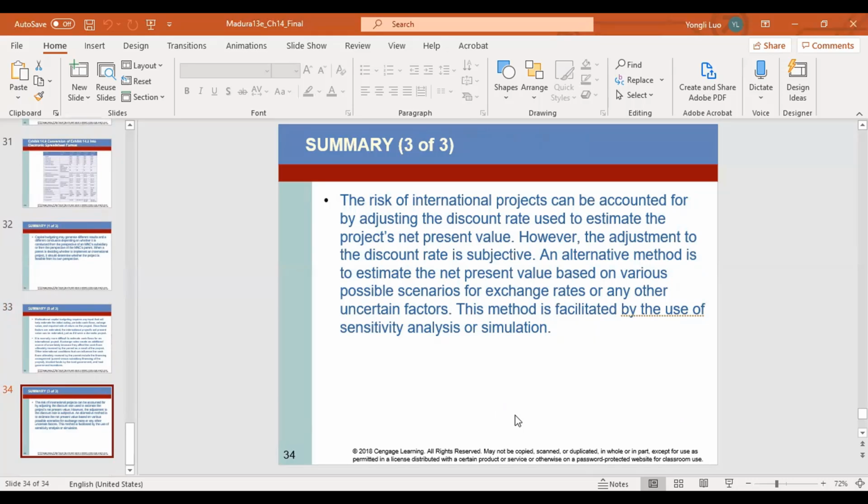The risk of international projects can be accounted for by adjusting the discount rate used to estimate the project's net present value. However, the adjustment to the discount rate is subjective. An alternative method is to estimate the net present value based on various possible scenarios for exchange rates or any other uncertain factors. This method is facilitated by the use of sensitivity analysis or simulation.